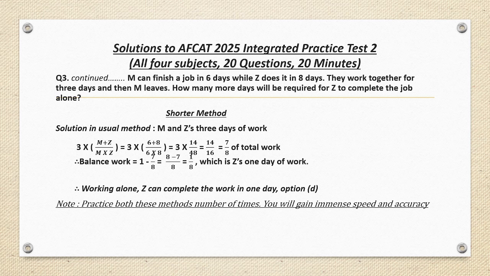In 3 days, they have done 7 by 8. So what is the balance work? 1 by 8. And incidentally, what is Z's capacity? 1 by 8. Right? So Z requires only 1 day. Right? So if you practice, both the methods are very, very easy and they'll give you a one step answer. So please practice both these methods. You will gain immense speed and mastery and accuracy in this time and work question.